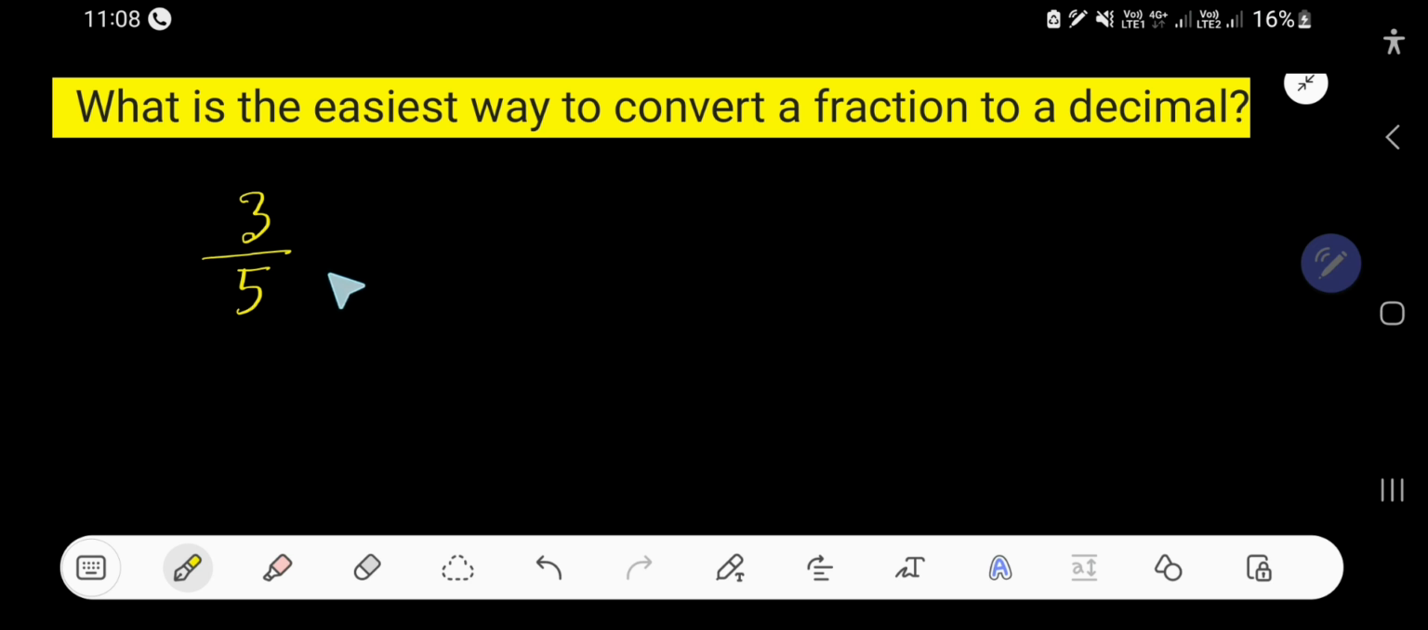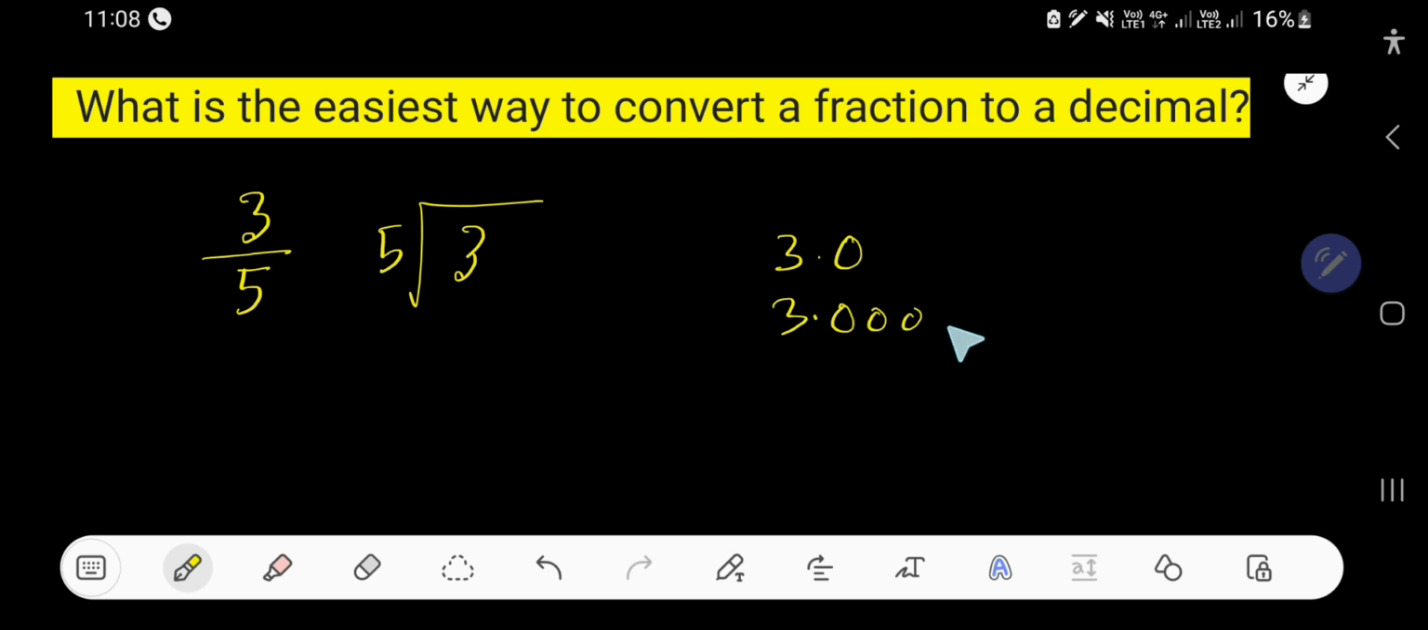So how to do that? Just you need to use the long division method. That is, you need to divide this 3 by 5. Look, 3 is less than 5, so you need to write 3 as a decimal number. Just take a decimal point after it and you can take any number of 0s according to your need.